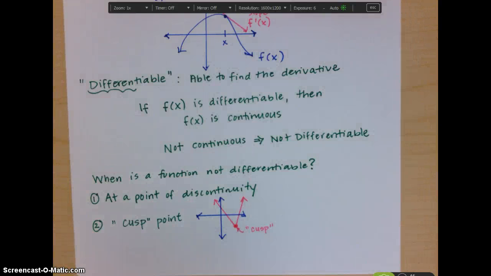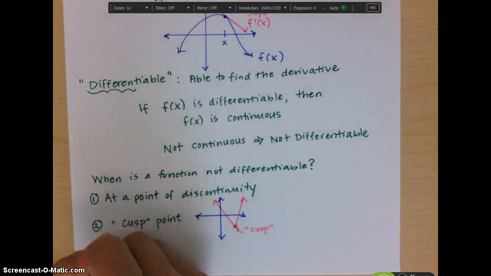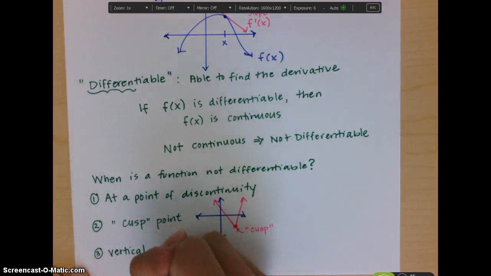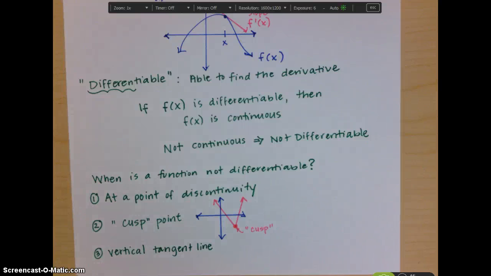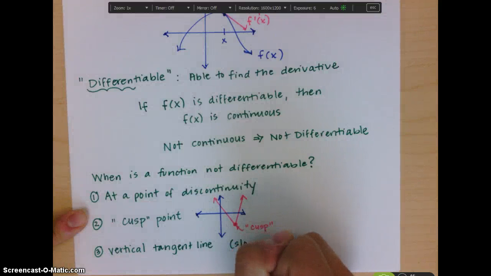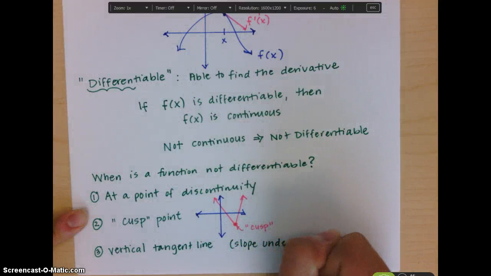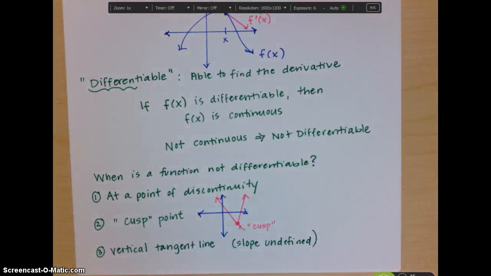Alright, and then our last scenario is if we have a vertical tangent line. If we had a function where we had a point and the tangent line was vertical at that point, that would mean that the slope was undefined. And when we have an undefined slope, we also have an undefined derivative. So we would not be able to find the derivative at any point that had a vertical tangent line.